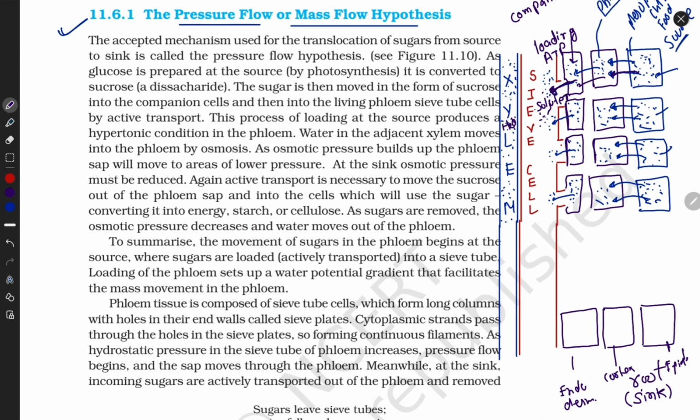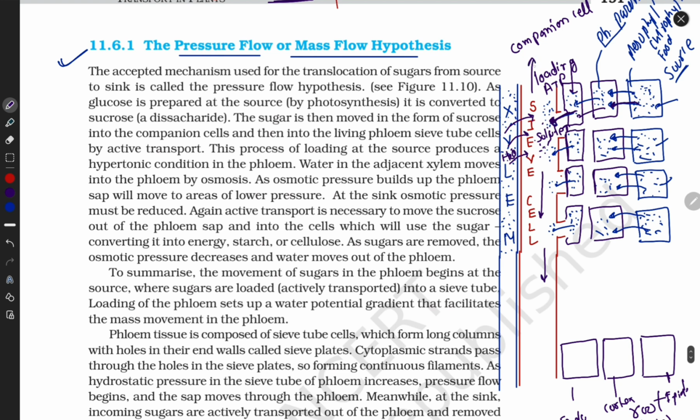The water phenomenon is that it moves from high concentration to low concentration. Then the sieve cell becomes swollen, and this food moves and reaches a different part, the sink area. So they require food now. They unload. Sieve cell unloads.